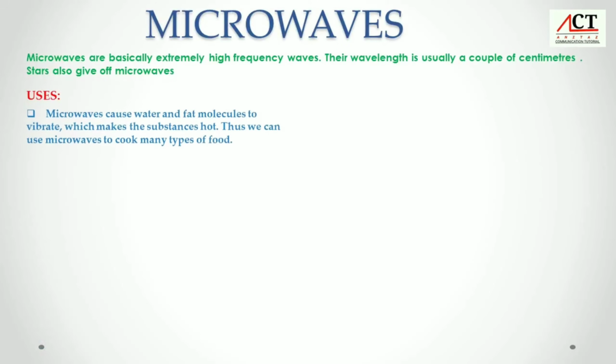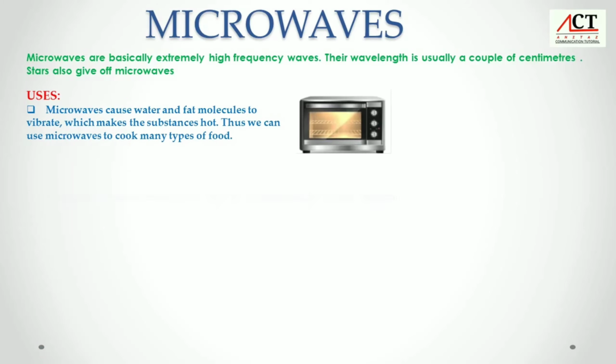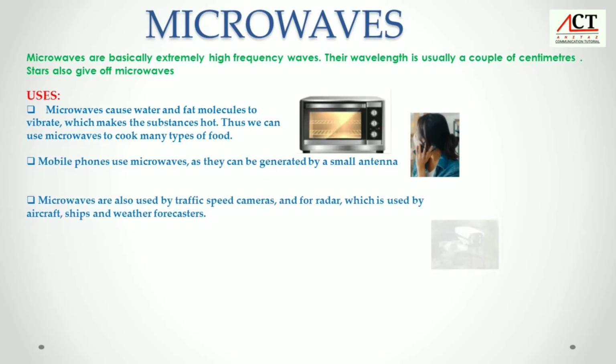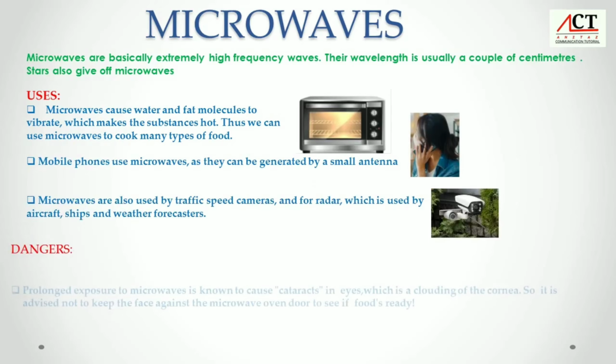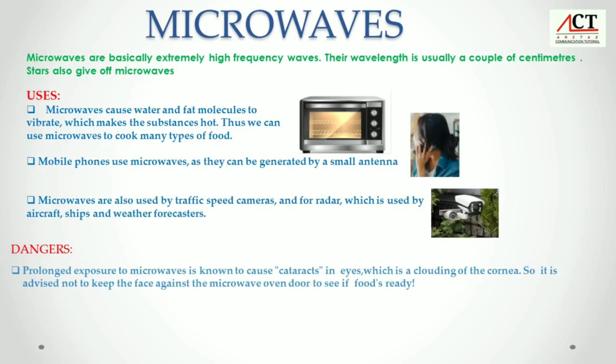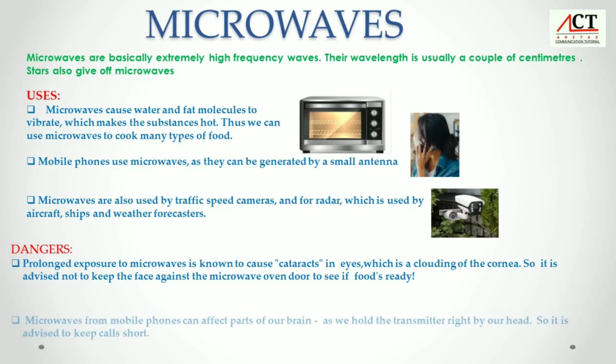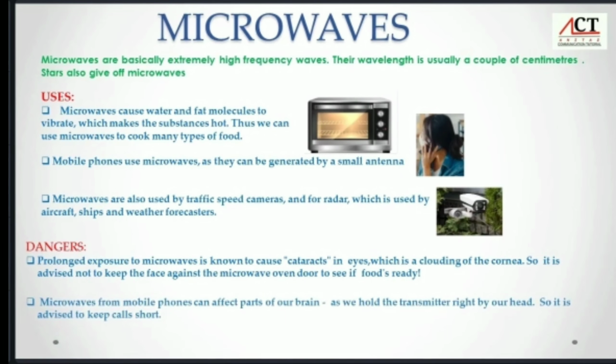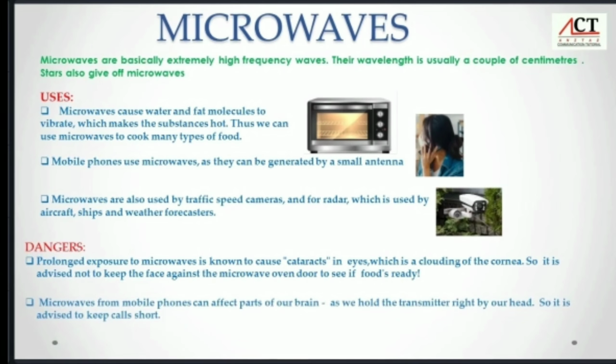Microwaves are extremely high frequency waves and their wavelength is usually a couple of centimeters. They are used in microwave ovens to cook many types of foods. Mobile phones use microwaves as they can be generated by small antennas. They are also used by traffic speed cameras and for radar, which is used by aircraft, ships and weather forecasters.